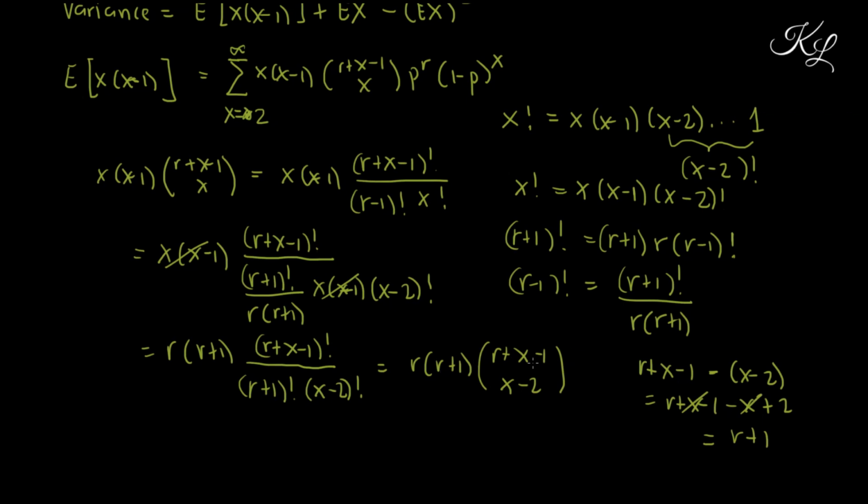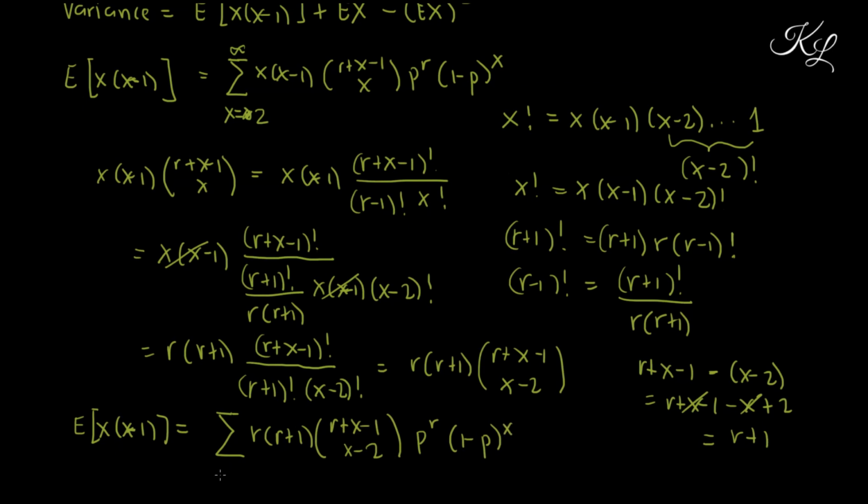Now we can use this term here instead of these terms here. So we get the expectation of x times x minus 1 is equal to the summation of, so this whole term, because they are equal. So we have r times r plus 1, then r plus x minus 1 chooses x minus 2. Then we have p raised to r, 1 minus p raised to x. This is x equals 2 to infinity. So these terms here can be put outside of the summation because they are constant.